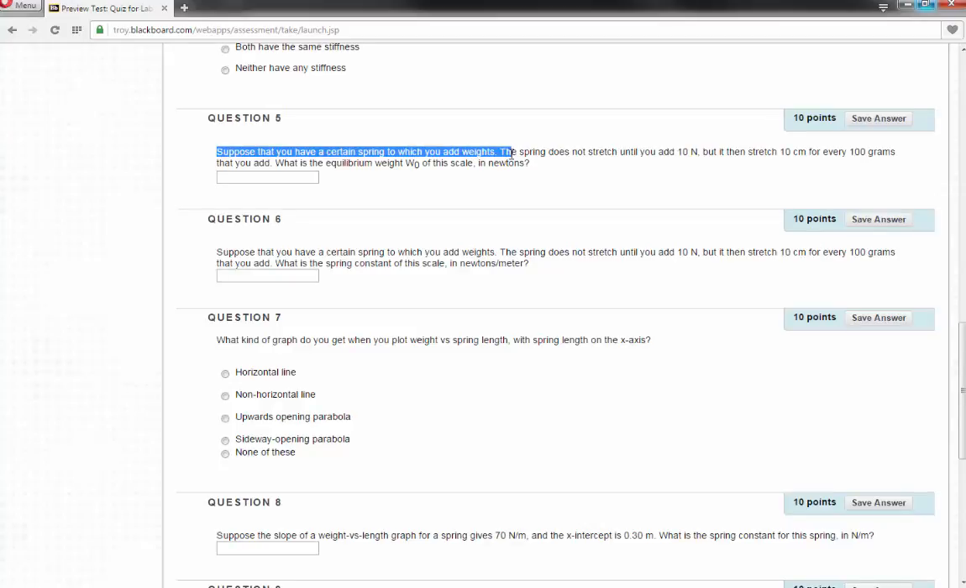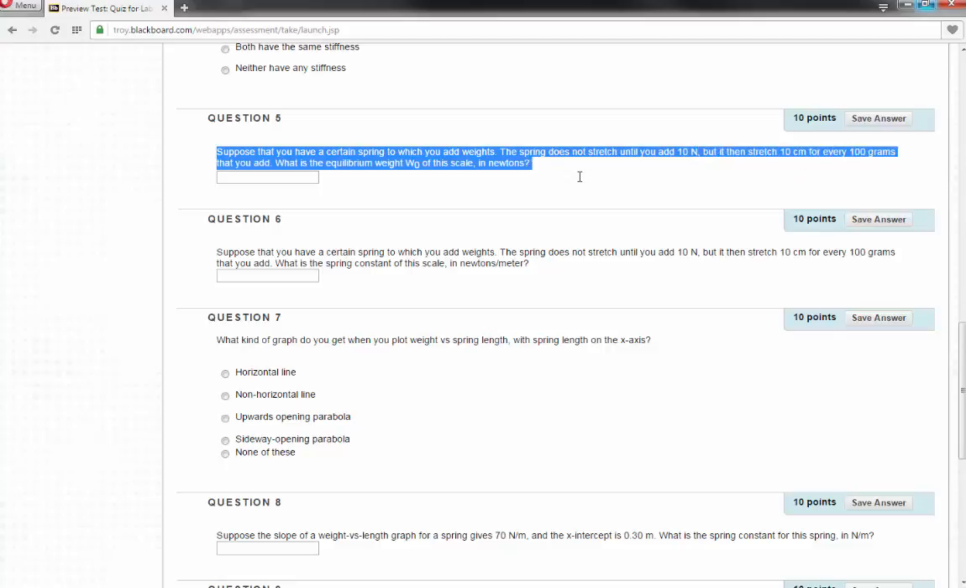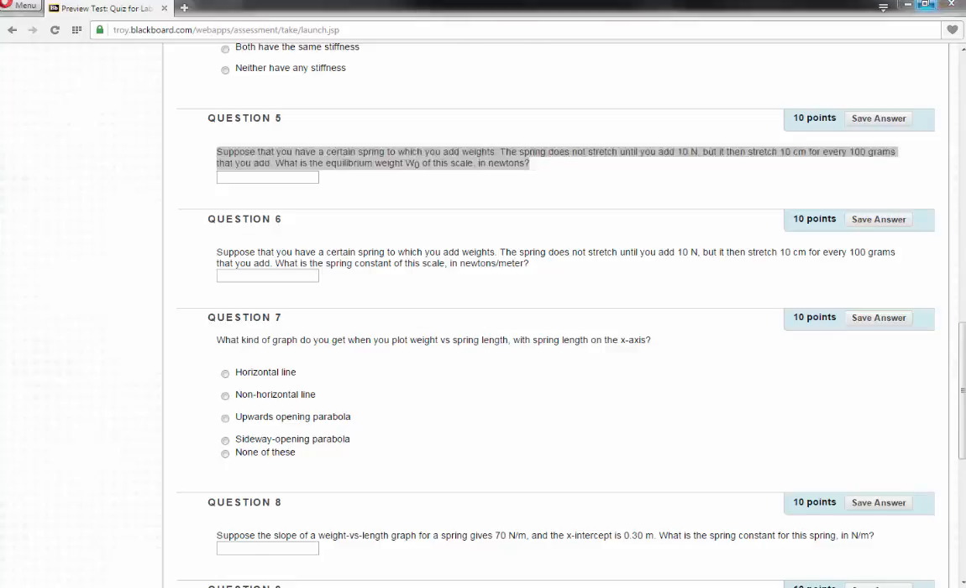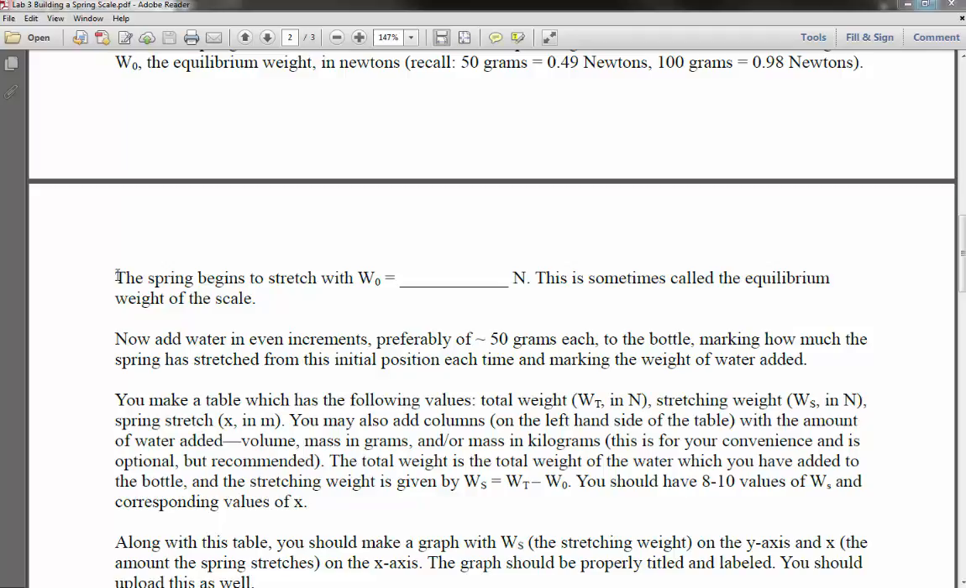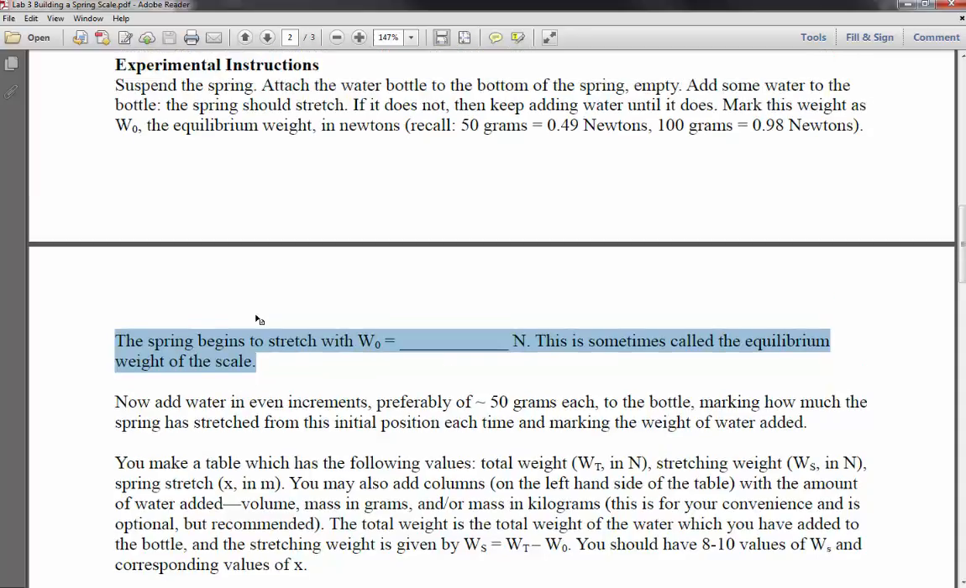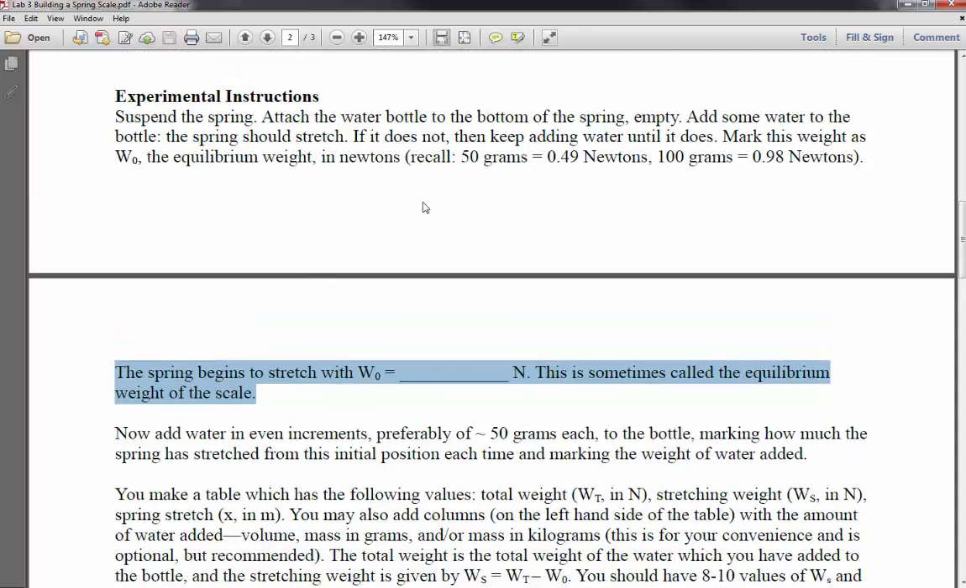Okay, so now we're told that suppose that you have this spring and you start adding weights and it does not stretch until you add 10 newtons, but then it stretches 10 centimeters for every 100 grams you add, and it wants to know what's the equilibrium weight W0 of this scale in newtons. So pulling up the directions again, they tell you quite clearly that W0 is the weight that you have to add before the spring begins to stretch. So this is sometimes called the equilibrium weight of the scale.